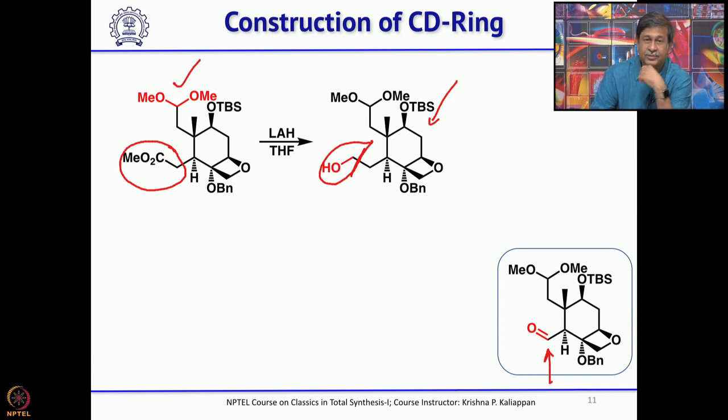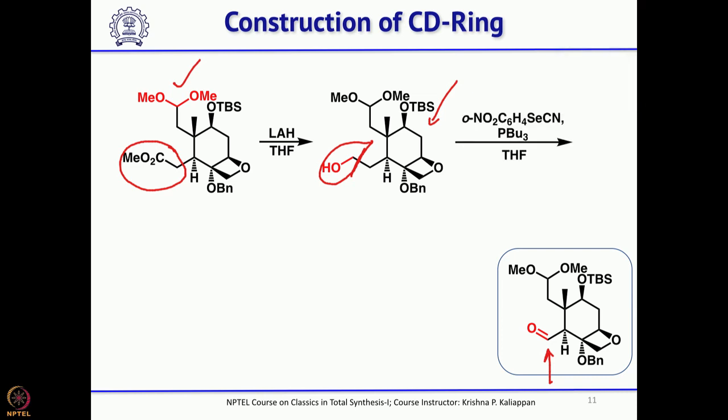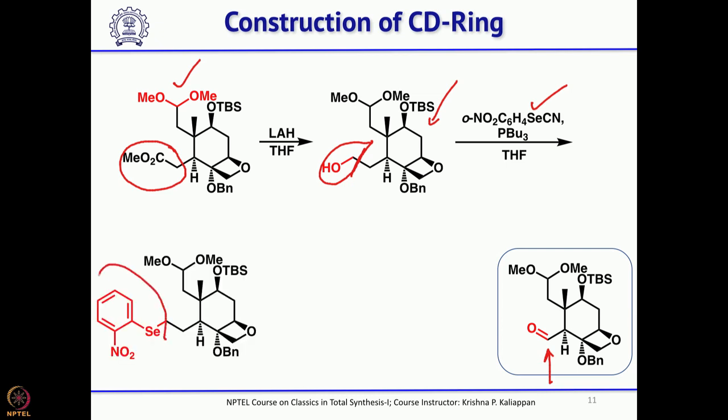So how do you introduce a double bond? There is a very interesting method where you can treat this with the corresponding selenocyanide, orthonitrophenyl selenocyanide, in the presence of tributyl phosphine. So what happens? The OH is replaced with the corresponding selenium.